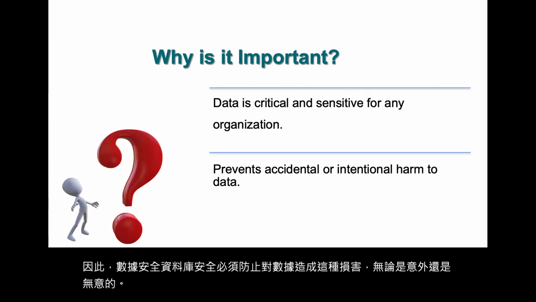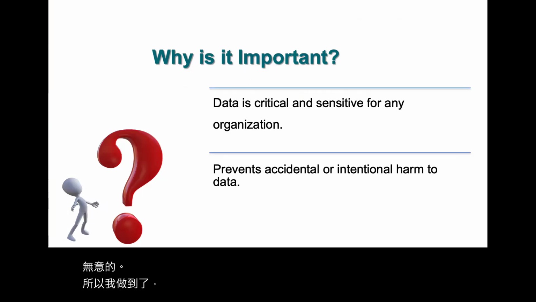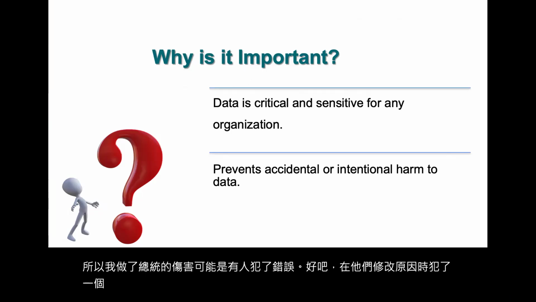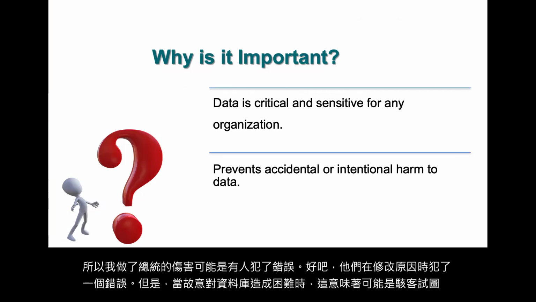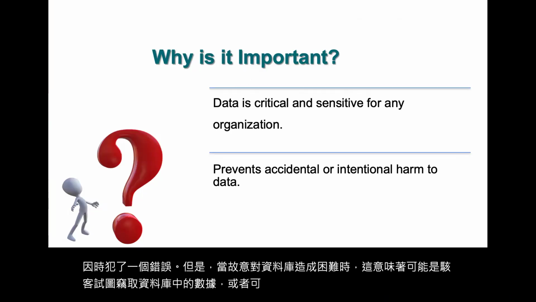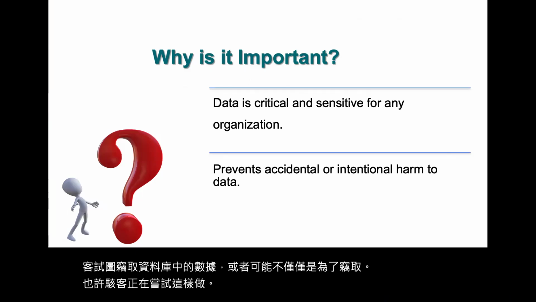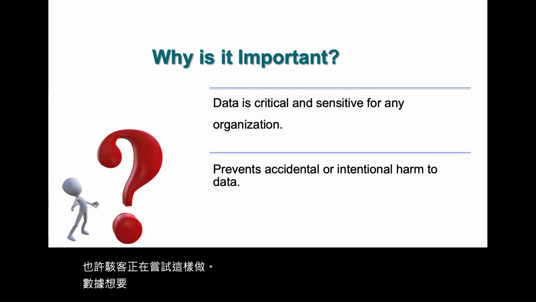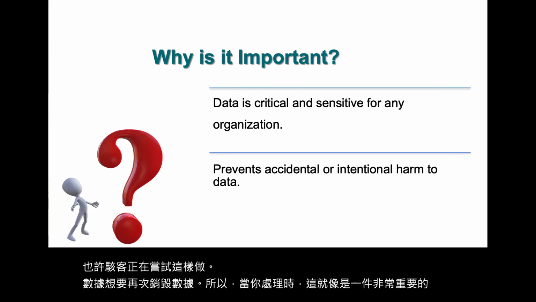An accidental harm would be someone making a mistake while they're modifying the data. But intentional harm to the database means it could be hackers trying to steal the data in the database, or maybe hackers trying to damage the data, wanting to destroy the data. So this is a very important thing when you are dealing with a database.